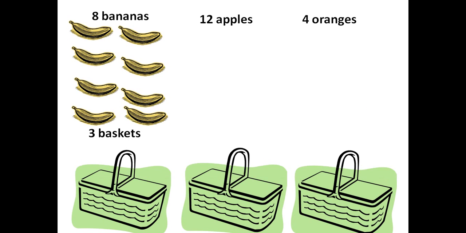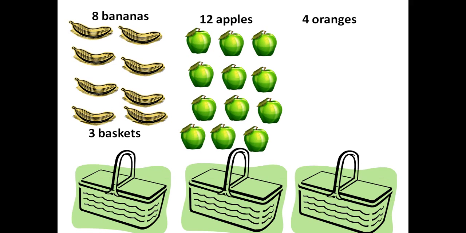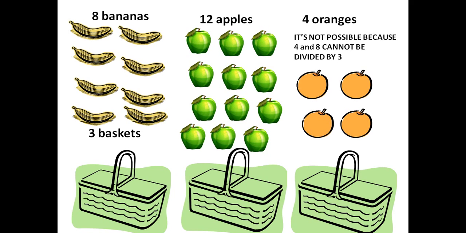In this case, we see something interesting. That number 12, it means that 12 apples is the only number that is divisible by 3. On the other hand, 8 and 4, representing the number of bananas and oranges, is not possible because 4 and 8 are not multiples of 3. Means they cannot be divisible by 3, so we cannot use 3 baskets to do an equal distribution.